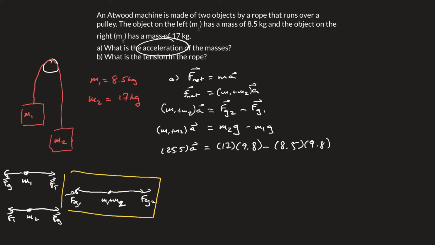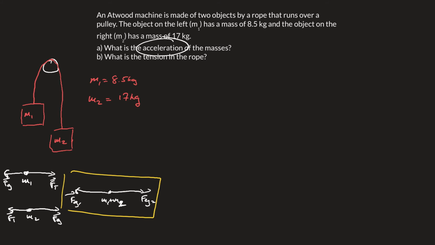Note that you can see down in our free body diagram, the one in yellow here, that Fg1 and Fg2 are in opposite directions. And so that's where this negative sign comes from, because they're pulling in opposite directions. If they're going in the same direction, it would be a sum as opposed to a difference. So this leads us to being able to solve for our acceleration. 166.6 newtons minus 83.3 newtons divided by 25.5 kilograms gives us an acceleration of 3.3 meters per second squared.